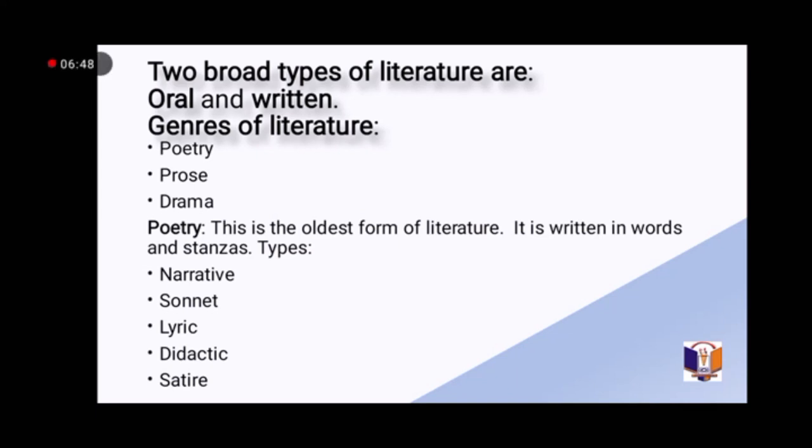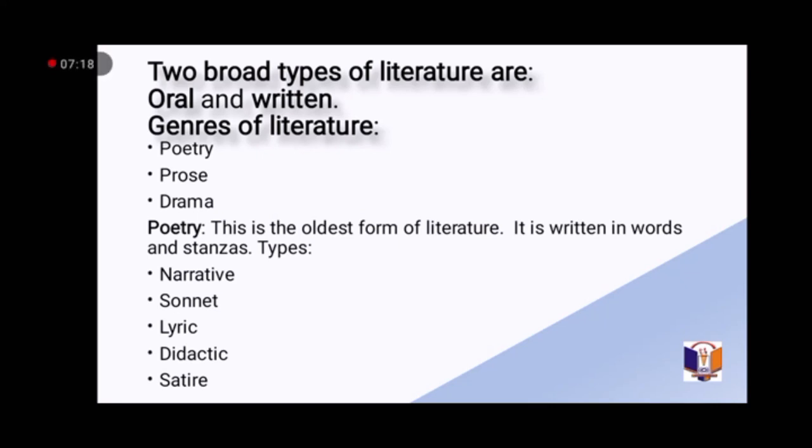And then we go to lyric. Lyric is a poem to be sung to the lyre. Lyre is a kind of musical instrument. Lyric poems are highly emotional, full of thoughts and feelings. So this is a lyric. And then we have didactic. Didactic is a poem that teaches. It gives us instructions or conveys instructions or teaches a moral.